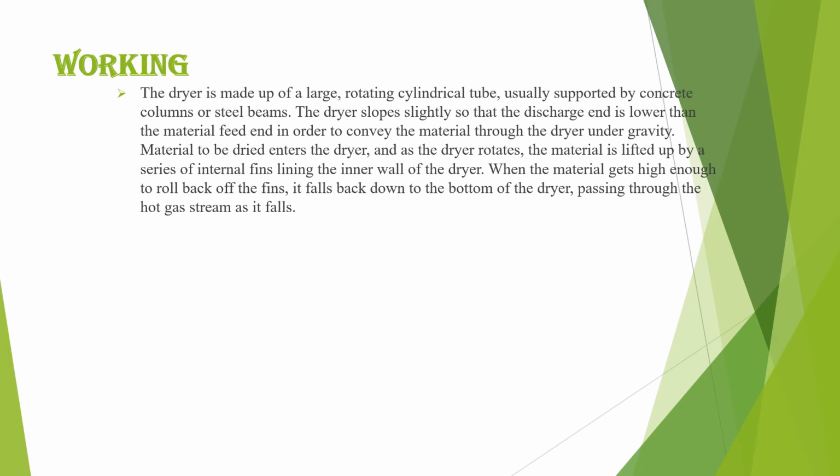So the material to be dried enters the dryer, and as the dryer rotates, the material is lifted up by a series of internal fins lining the inner wall of the dryer. And when the material gets high enough to roll back off its fins, it falls back down to the bottom of the dryer, passing through the hot gas stream as it falls.